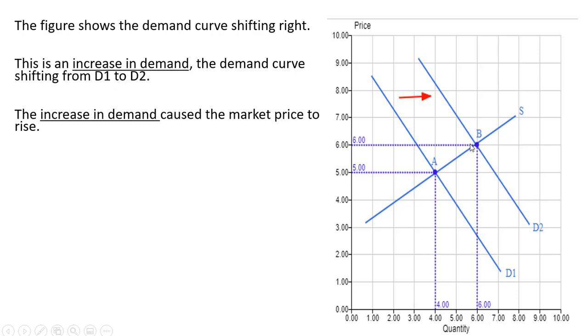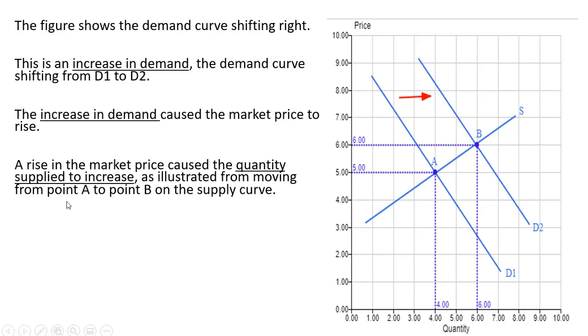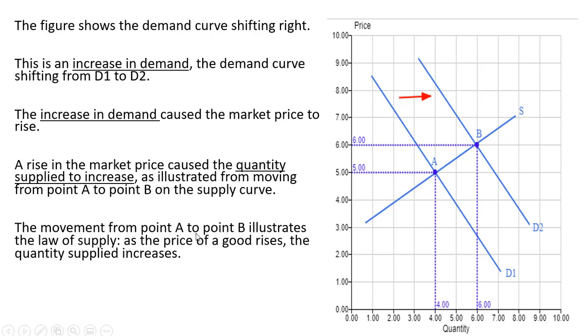It went from $5 to $6. A rise in the market price caused the quantity supplied to increase. So we moved up along the supply curve, as illustrated for moving from point A to point B. The movement from point A to point B illustrates the law of supply. As the price of a good rises, the quantity supplied increases.